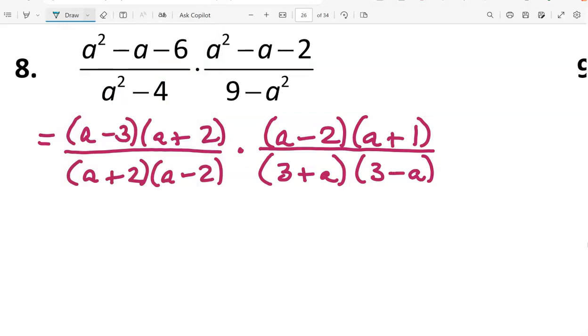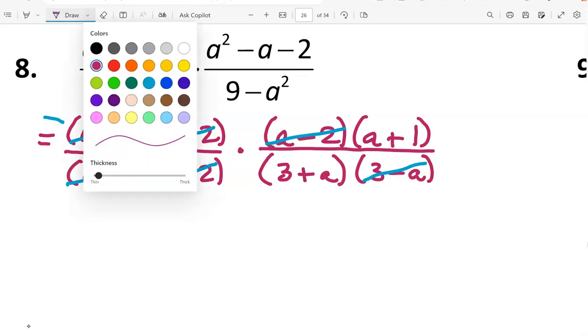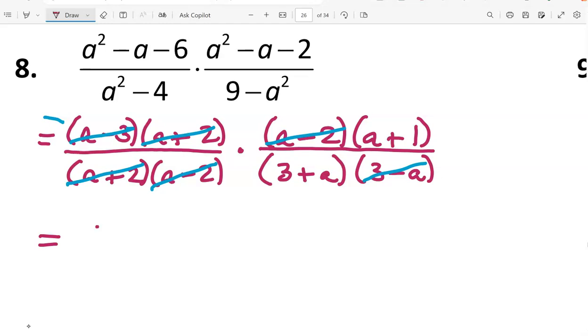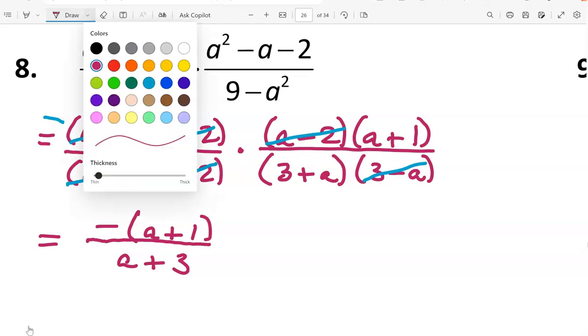Pay careful attention to the order here. Since the 9 comes first in the expression we just factored, then the factors have 3 as the first term. We can cancel some common factors, a plus 2 and a plus 2, a minus 2 and a minus 2. 3 minus a and a minus 3 are opposite factors, so that will leave us with a negative 1 when we divide those factors out. Now, collecting all of the factors that remain, we have negative quantity a plus 1 divided by a plus 3, or 3 minus a.